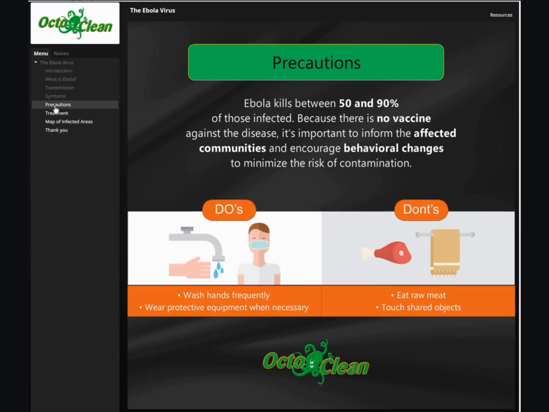Some effective behavioral changes include washing your hands frequently, wearing protective equipment when necessary, not eating raw meat, or touching shared objects, such as towels or toothbrushes.